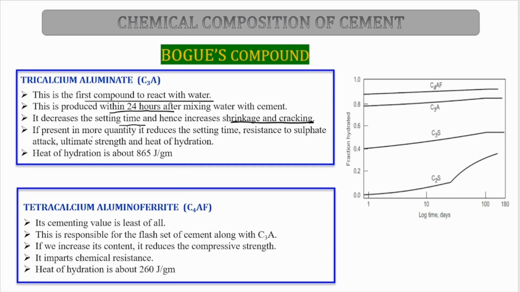So if it is present in more quantity, this reduces the setting time, it reduces the resistance to sulfate, it reduces the ultimate strength, and also the heat of hydration. And generally its heat of hydration is about 865.